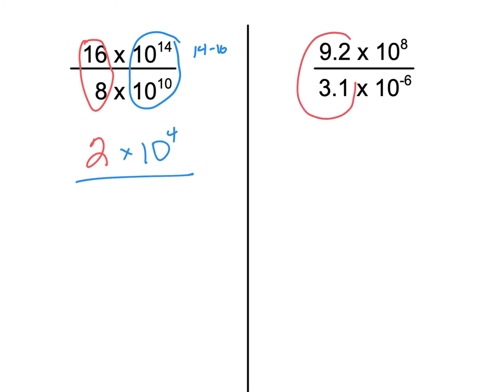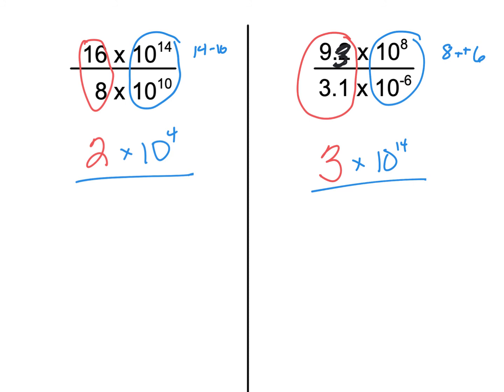Again, the only thing here is I'm going to change this. This should have been a 3, 9.3 over 3.1. Sorry about that, I had a typo. So 9.3 divided by 3.1 gives us 3. And then we do our powers of 10. So we're going to do 8 minus a negative 6. We can double dash. So we have 10 to the power of 14. So there we have scientific notation.